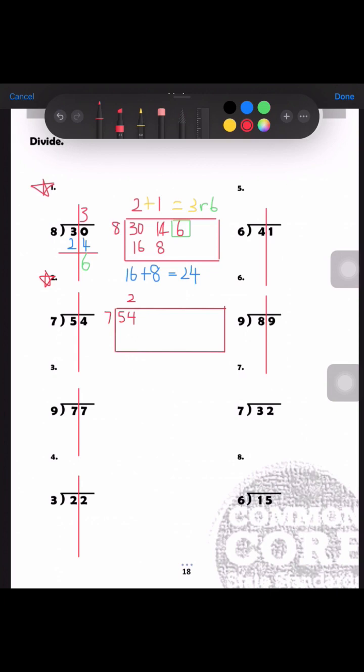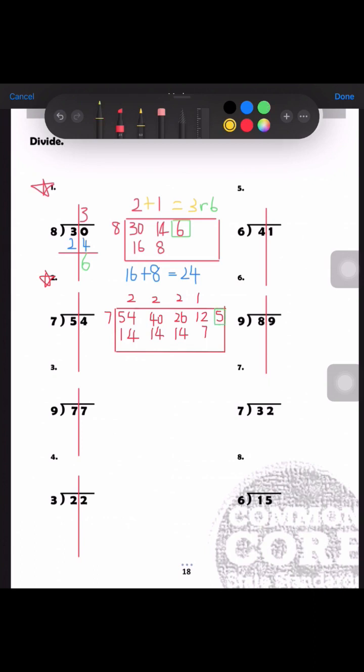54 divided by 7. So we can get two groups of 7 from 54. And 54 minus 14 equals 40. Okay, we can also get two groups of 7 from 40. So 40 minus 14 equals 26. And we can get two groups of 7 from 26. So 26 minus 14 equals 12. And we can get one group of 7 from 12. So 12 minus 7 equals 5. We cannot get any groups of 7 from 5.